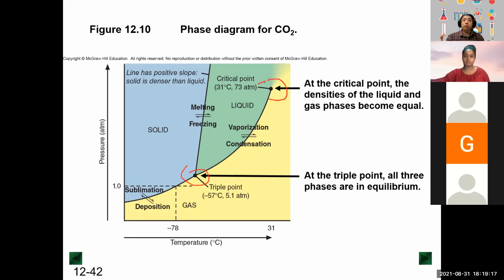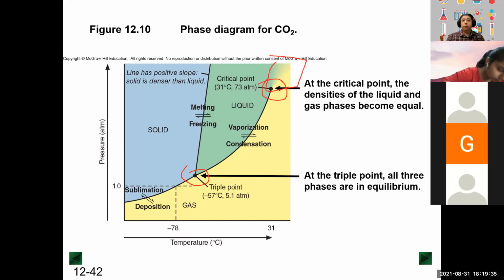Now, anything past this critical point here, it becomes a thing called a supercritical fluid. So it is something that's kind of a mixture between liquid and gas. It's hard to distinguish between the two. So anything further up on the top right makes it kind of blurred. So this whole area is a blur of liquid and gas.